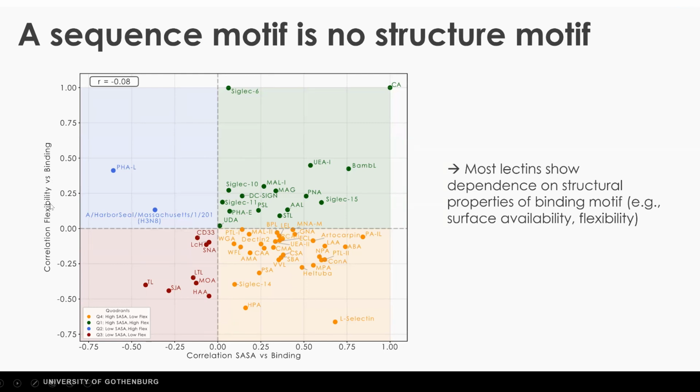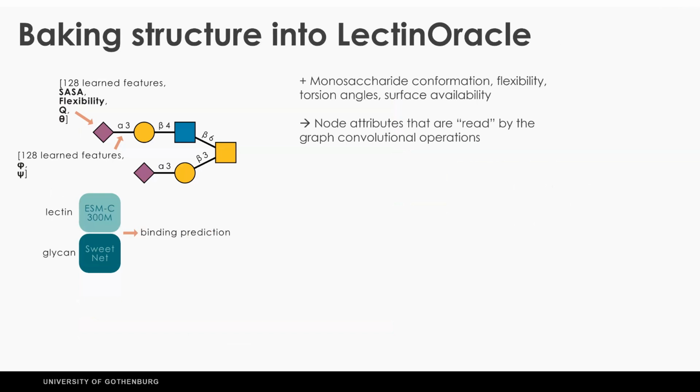There's also some relationship here with flexibility that is a bit harder to disentangle, but the surface area is something that is, I think, very intuitive to understand. So it's important for you to know, for a given glycan, whether this is available or not. And if it's important for you to know, we thought it's probably also important for the model to know, because if you give our poor LectinOracle model just sequences and expect it to just work with that.